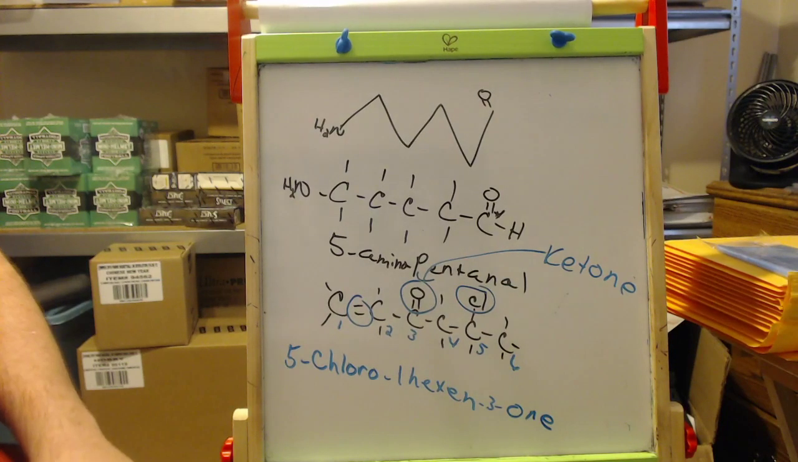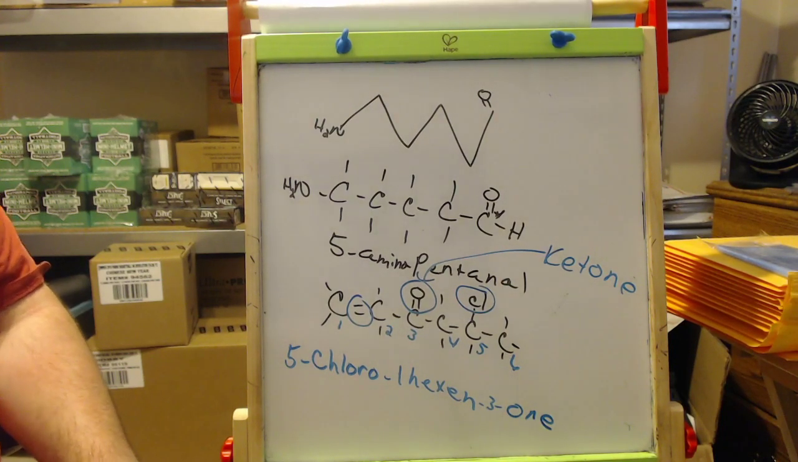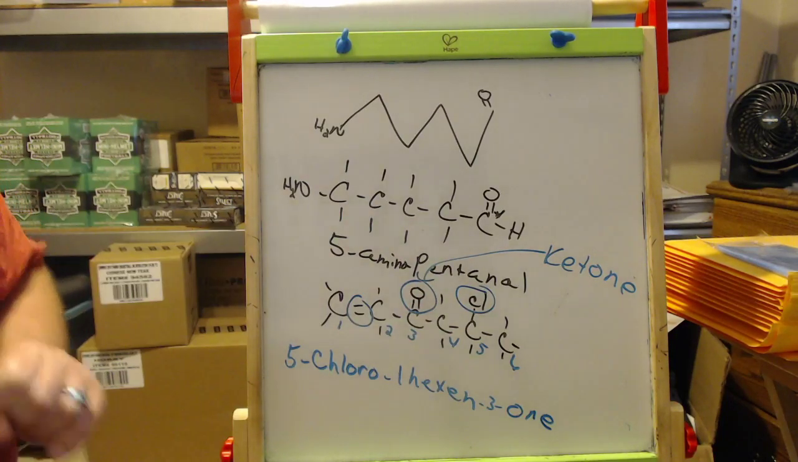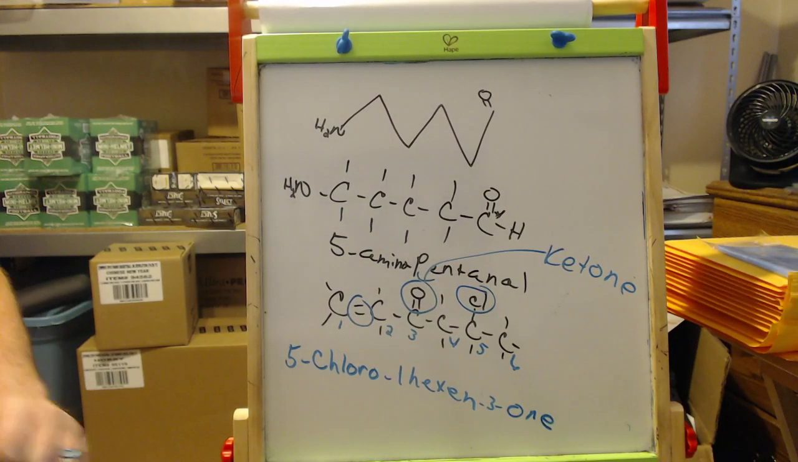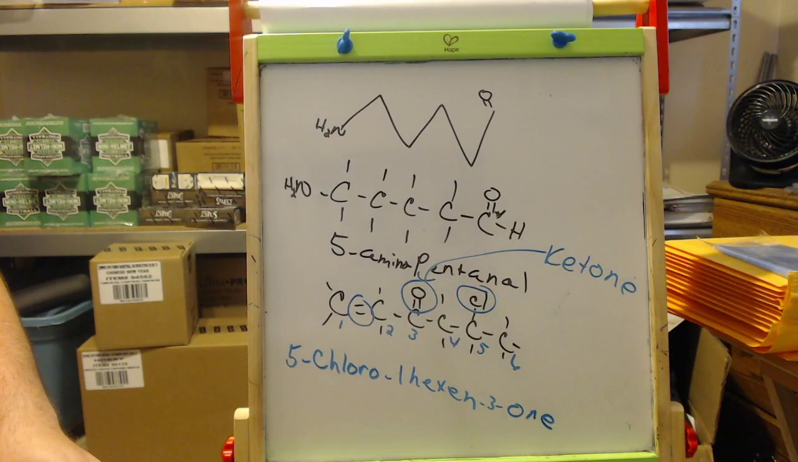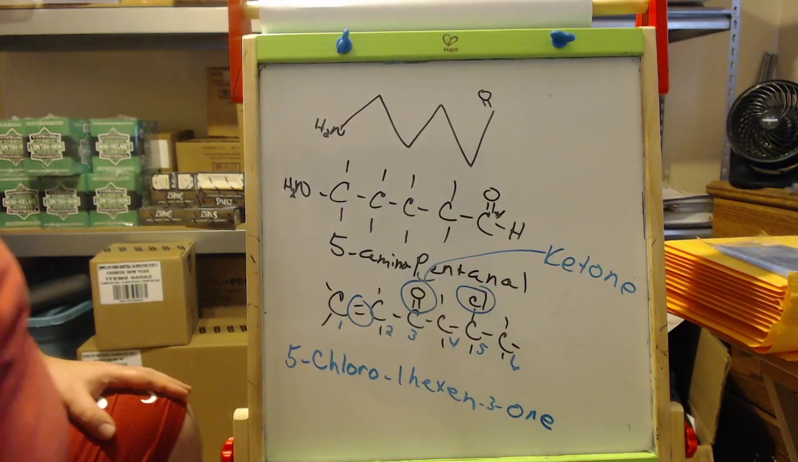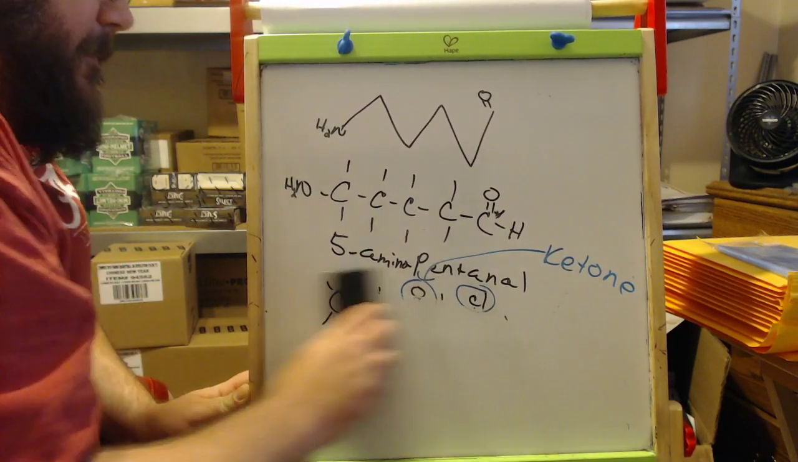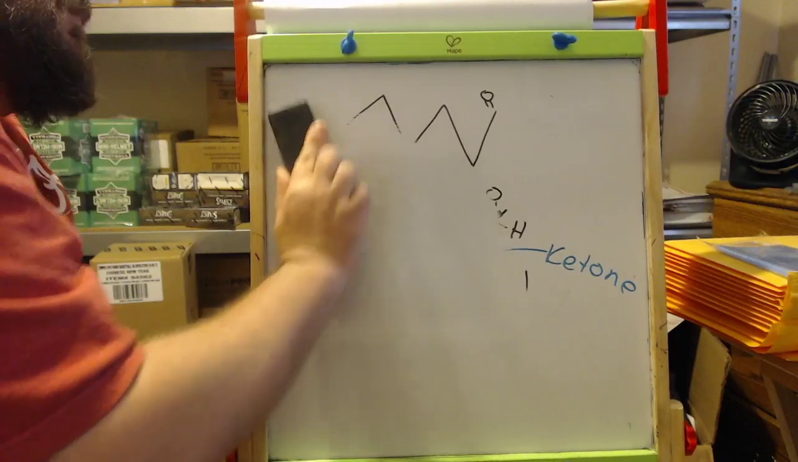Yep, so the 3-one tells you where the ketone is. On the 3rd carbon, it tells you that there's a double bonded O. The -one ending is for ketone. And that's where that comes from.